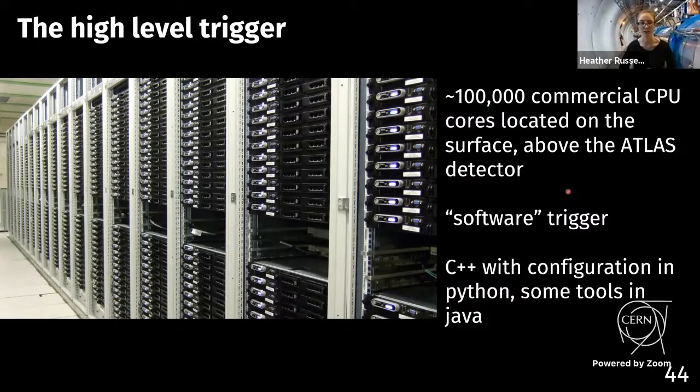Because it happens on commercial infrastructure, we call this a software trigger, because the thing we write here is code, it's software. Mostly it's C++ with some configuration in Python, and some of the tools we have are in Java. And 100,000 cores sounds like a lot, but keep in mind, we need to process events at 100 kilohertz. I've just noticed these numbers are actually the same, right? 100,000 events per second and 100,000 cores.